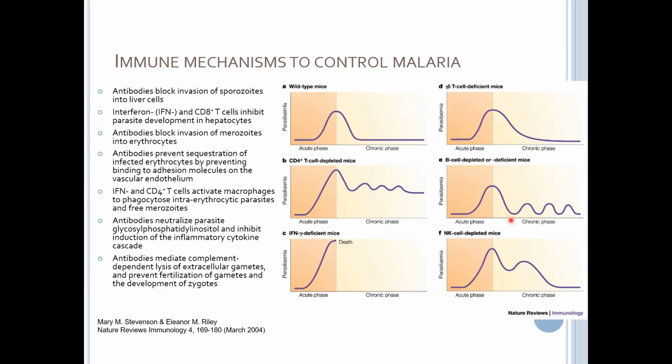If you get rid of B cells, there's a bit of a loss of control, but it's not as dramatic as CD4 T cells. If you get rid of interferon gamma, which is that critical cytokine that mediates the whole type 1 response that's going to get rid of intracellular pathogens, then the animals don't survive the initial infection.